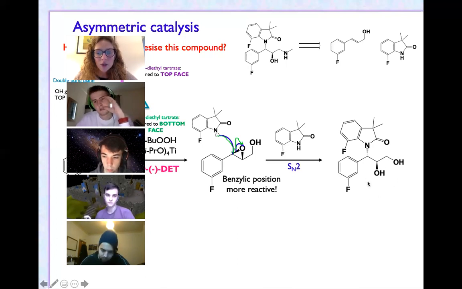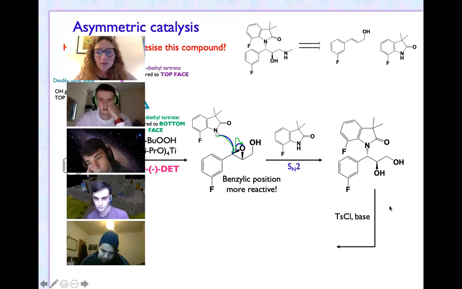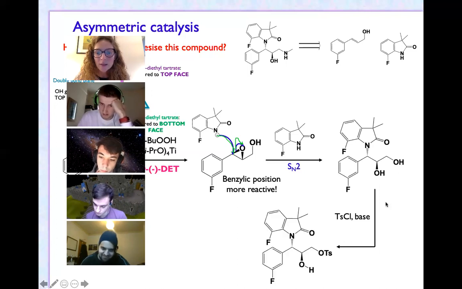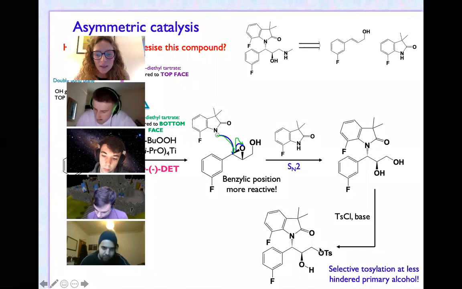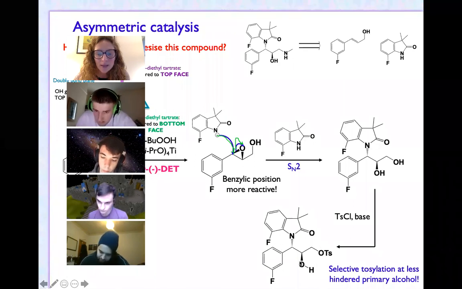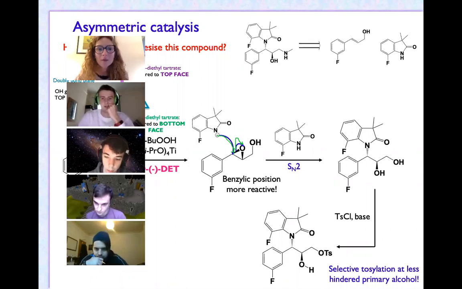Okay, guys? So one way we can do this is to use tosyl chloride. We create a good leaving group on the level of this alcohol here, and the tosyl chloride will only react here because this position is less hindered. So now we have a nice leaving group here. What can happen, guys? Now the oxygen on the alcohol can attack the carbon and the OTs can leave.